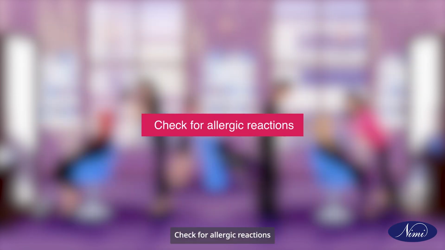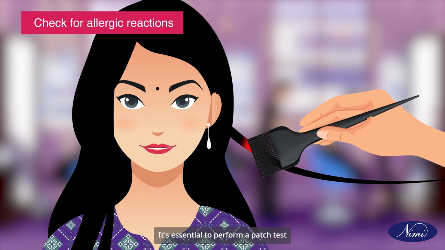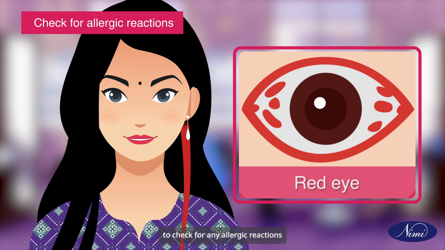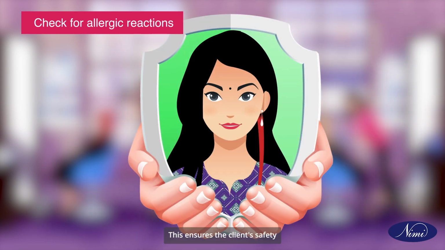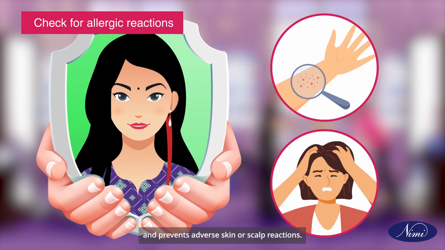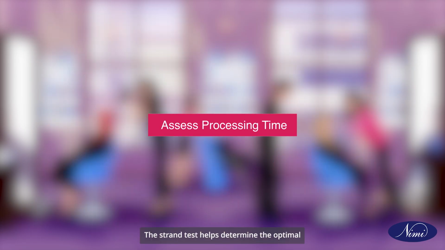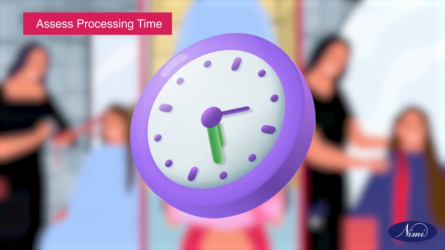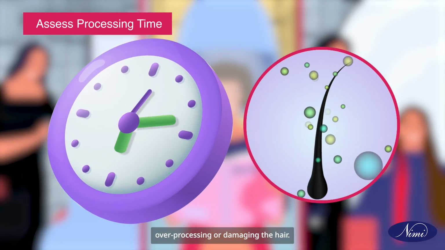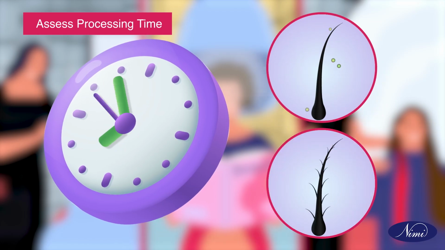Check for allergic reactions. It's essential to perform a patch test during the strand test to check for any allergic reactions to the hair dye or chemical treatment. This ensures the client's safety and prevents adverse skin or scalp reactions. Assess processing time. The strand test helps determine the optimal processing time needed to achieve the desired color or result without overprocessing or damaging the hair.